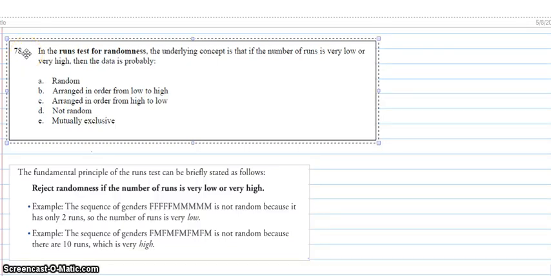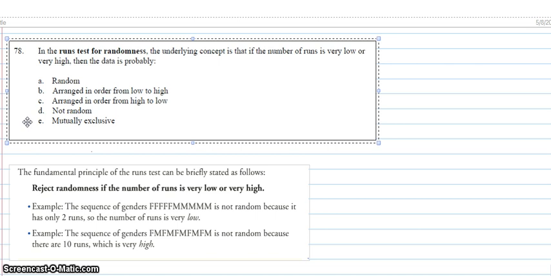In the runs test for randomness, the underlying concept is that if the number of runs is very low or very high, then the data is probably A, random, B, arranged in order from low to high, C, arranged in order from high to low, D, not random, or E, mutually exclusive.